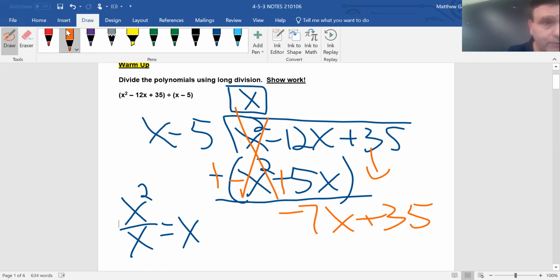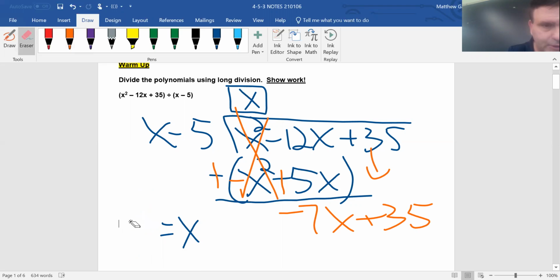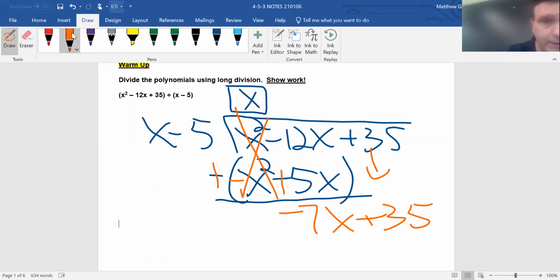So then the next thing we want is a value that when multiplied by x gives us negative 7x. So we have to divide clockwise. Divide negative 7x by x. That gives us negative 7.